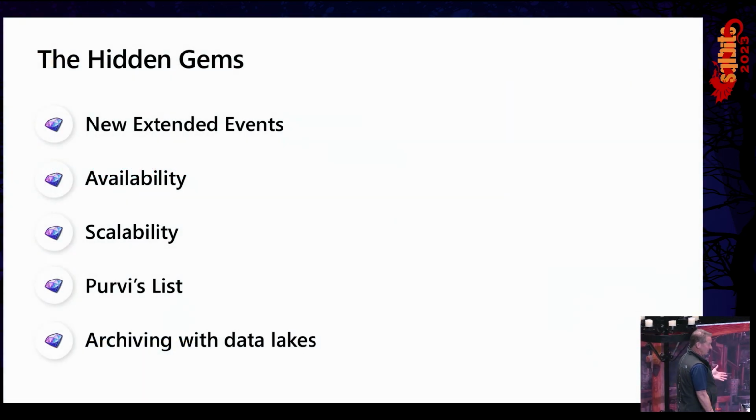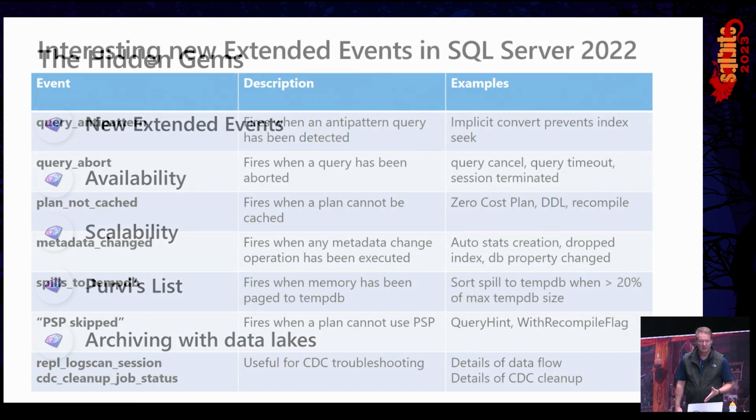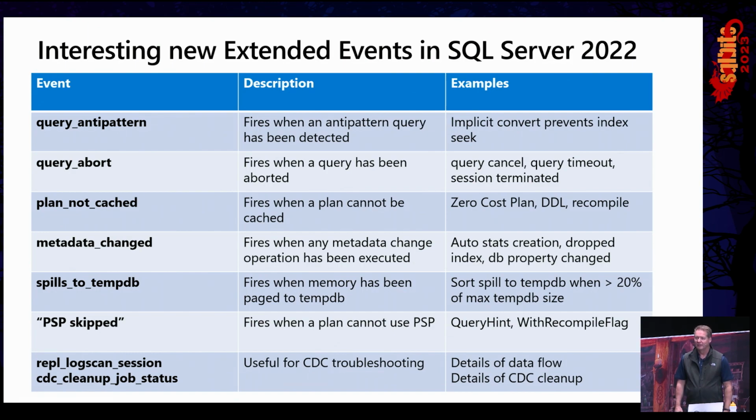And so are these. Some new extended events, some things about availability, scalability, something pretty cool called Purvey's List, and a little bit at the very end talking about how to archive with data lakes. Let's go rock, let's do it. Look at this stuff. Nobody knew about this. I didn't even know about this.